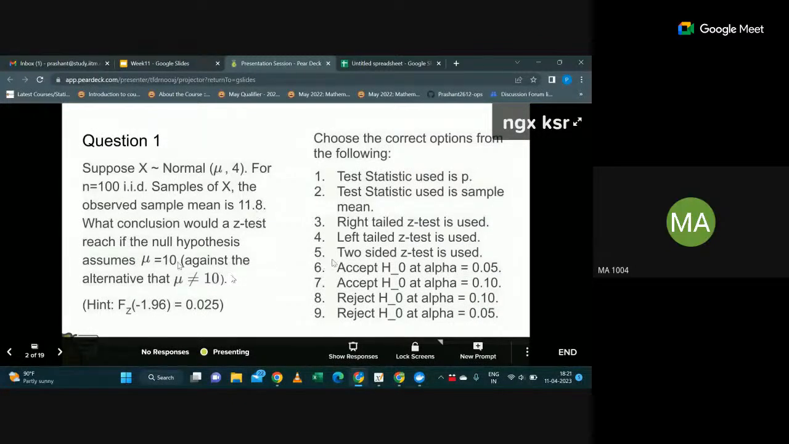Two-tailed test. That means option 5 is correct. Accordingly, you have to choose the correct options. I'm going to give 3 minutes for this one. If we feel we need to, we'll extend the time limit. Okay, so the question is clear to all of you. You just have to find, for each of these options, which are correct, whether you will accept H naught or reject H naught.